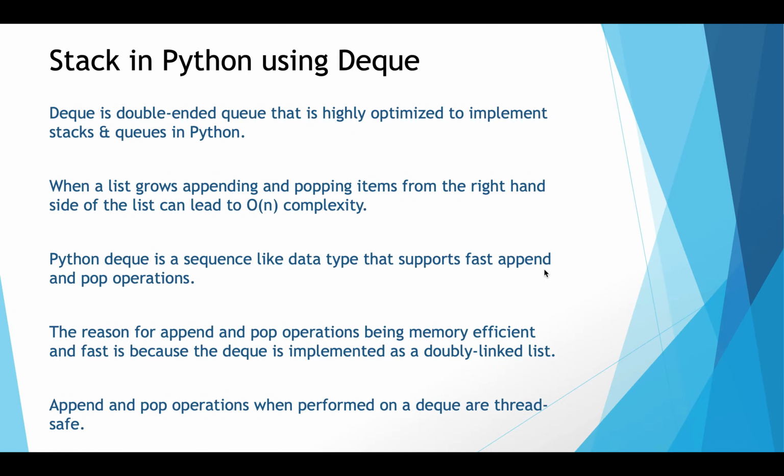Deque is a double-ended queue that is highly optimized to implement stacks and queues in Python. So when a list grows, appending and popping items from the right hand side of the list can lead to O(n) complexity. So here is where Python Deque comes as a savior. Python Deque is a sequence-like data type that supports fast append and pop operations. And the reason for these append and pop operations being memory efficient and fast is because the Deque is implemented as a doubly linked list. Now these append and pop operations, when performed on a Deque, are indeed thread safe.